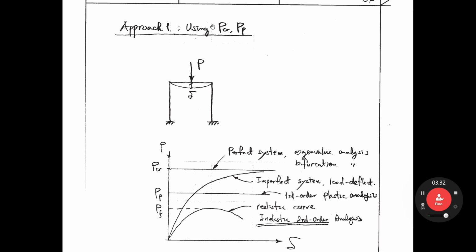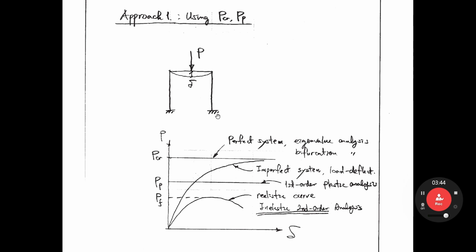If we calculate PCR and PP separately, we can capture the collapse load P. Consider this portal frame subjected to a concentrated load here. Then if you draw this P and delta curve. If this system is perfect, we can get this PCR, critical load, buckling load, and you have this displacement line. For this perfect system, we have to do eigenvalue analysis or bifurcation analysis, right? If it is an imperfect system, we have to do load deflection analysis. So load displacement like that.